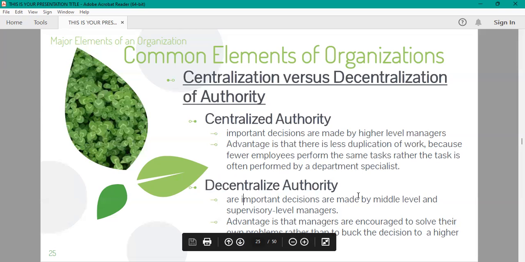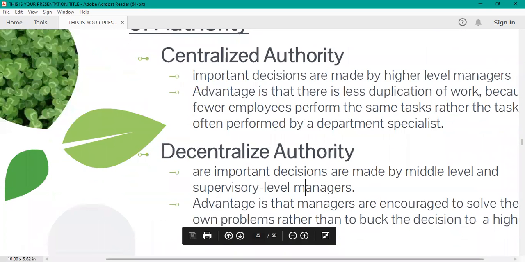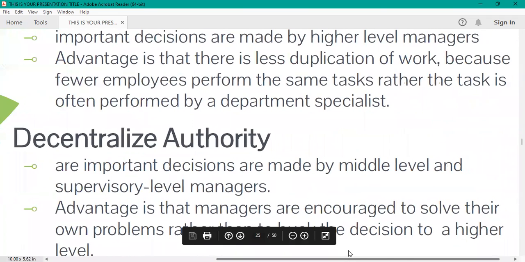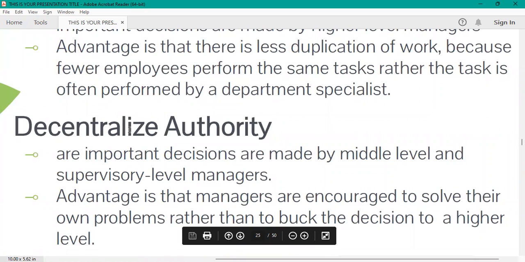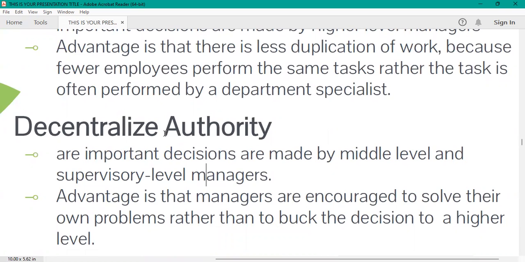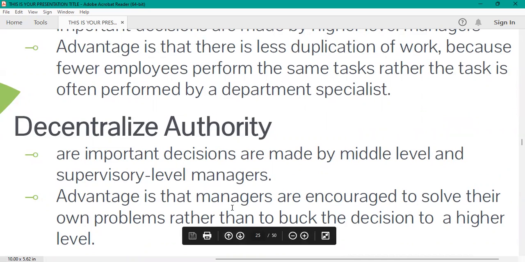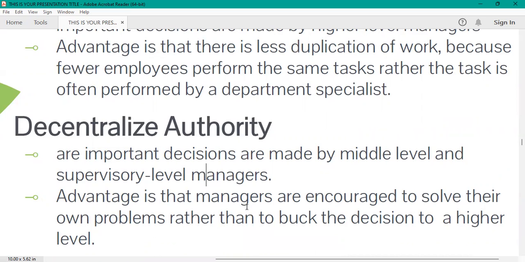So important decisions are made by middle level and supervisory managers. So advantage is that managers are encouraged to solve their own problems rather than to back the decision to higher level. So the difference between decentralized kay from the word itself, wala nag-center sa isa ang authority or ang decision making. Dili lang sa top management but also middle o supervisory kay appeal sa decision making. Na daw sila say sa pag-decide. So ang naka-nice kay gina-encourage ang mga let's say middle managers or supervisory managers to make their own decision. Let's say for example, instead nga mag-iiyat og himo gyud og mushroom chicharon ato siyang gi-assign by department.